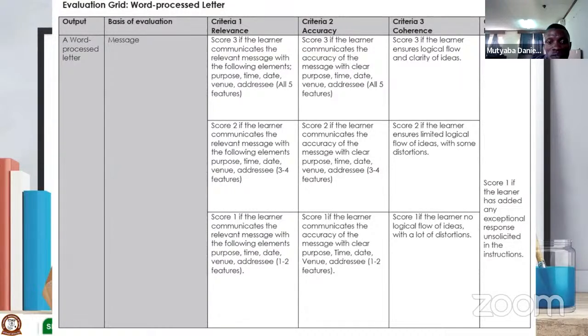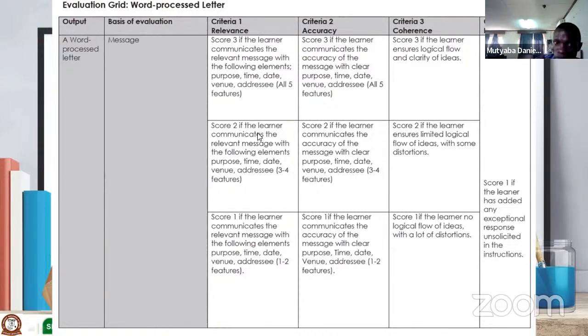Now, the learner will score 3 if he or she brings out all the expected features. Still in the same column of relevancy, if the learner communicates a relevant message with at least 3 to 4 of the elements: purpose, time, date, venue, address, then you gauge 3 to 4, like the way you used to do with a marking guide. You tell the learner that for this concept, I want 10 points; if one brings in 8 or 5, then you award accordingly. The same applies here. Then we go to 1. If the learner brings out between 1 to 2 of the same features, then that one qualifies to get score 1.